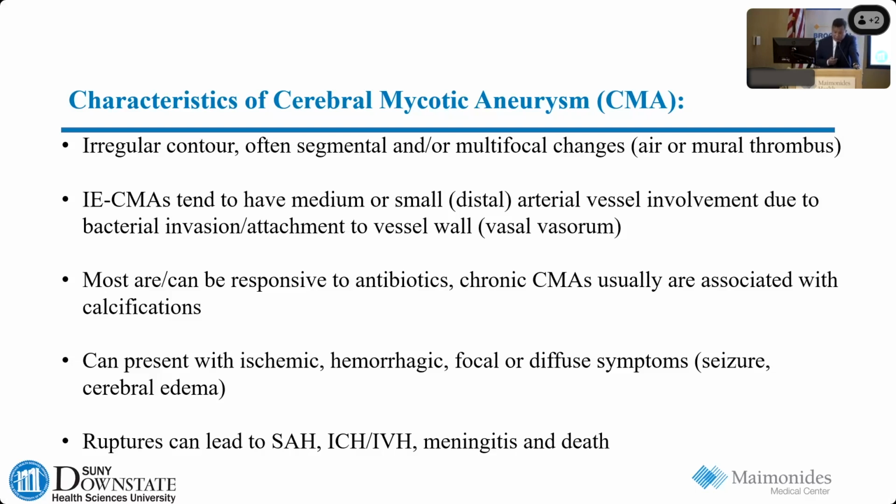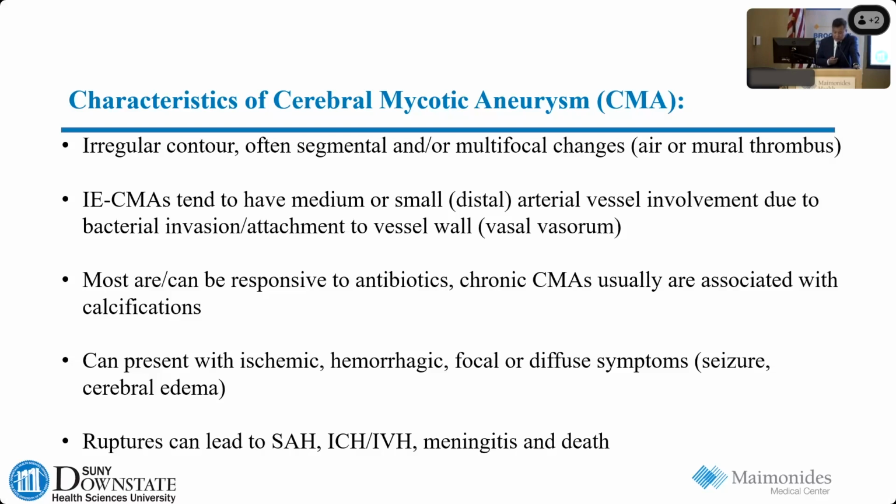Infective endocarditis related cerebral aneurysms tend to involve medium or small vessels because of the relatively slow flow compared to the large proximal vessels. They tend to latch on to the distal vessels through the vasa vasorum. Most can be responsive to antibiotics, although chronic cerebral mycotic aneurysms are usually associated with calcifications.